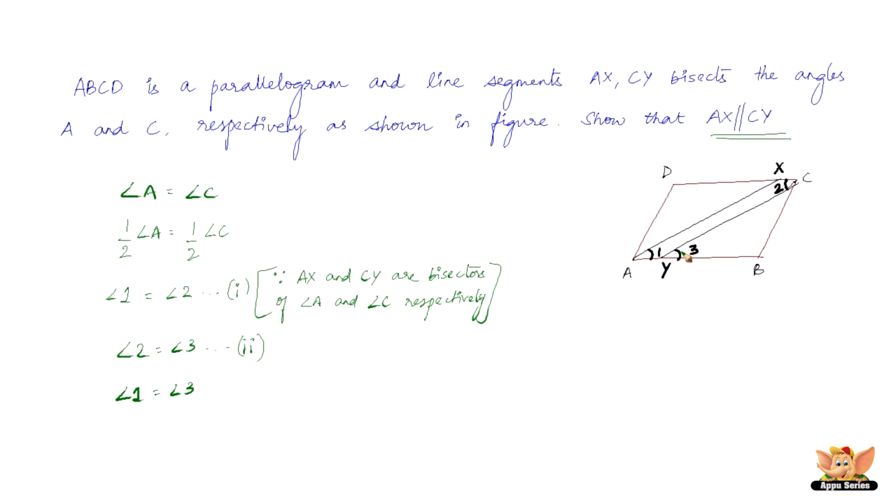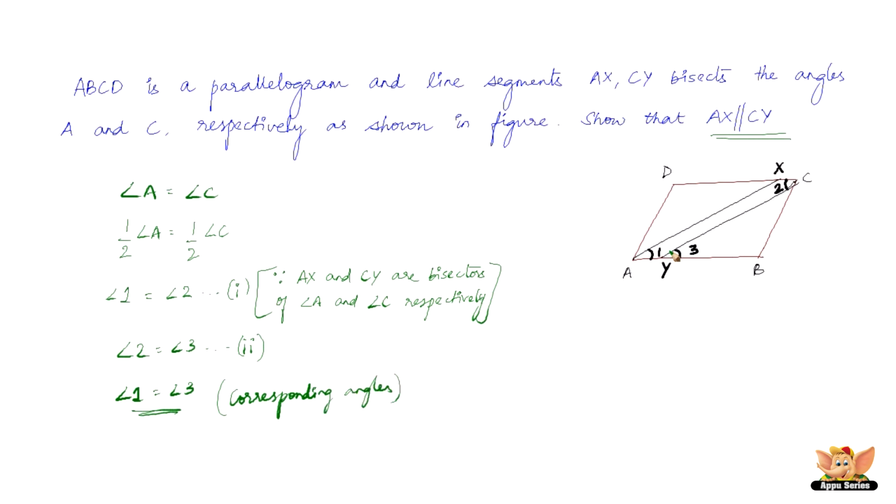And that can happen only when two lines are parallel to each other. So considering that AX is parallel to CY, we have AB as a transversal. Now thus AB intersects AX and CY at A and Y such that angle 1 equals angle 3, which is nothing but corresponding angles. As we've proved that angle 1 equals angle 3, they are also equal because they are corresponding angles.